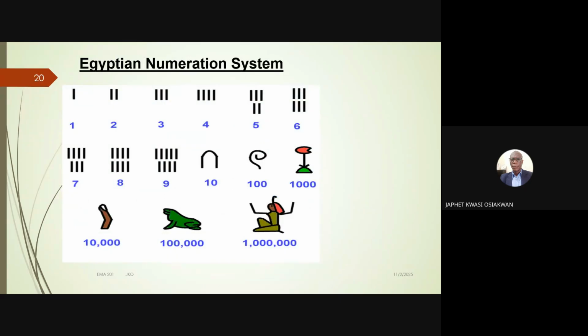Okay. So this is how they write. Look at their 1. 1 is just 1 stroke. 2 is double stroke. 3 is 3. 4, 5, 6, 7, 8, 9, 10, 100, 1,000, 10,000, 100,000, 1 million. Look at the way they write their numbers.